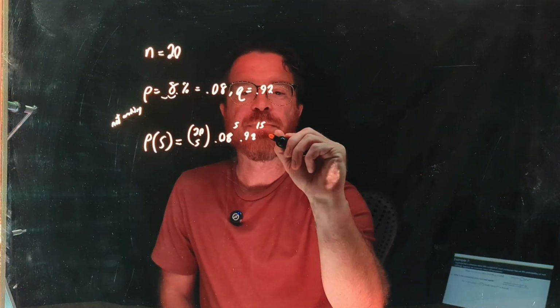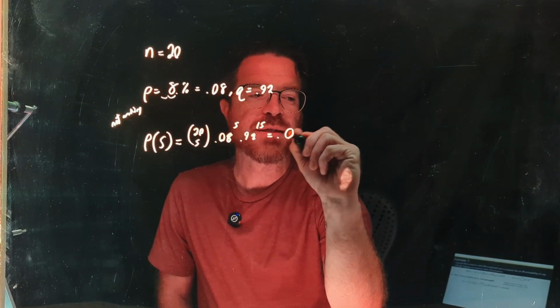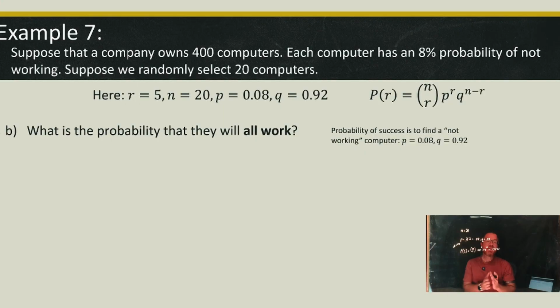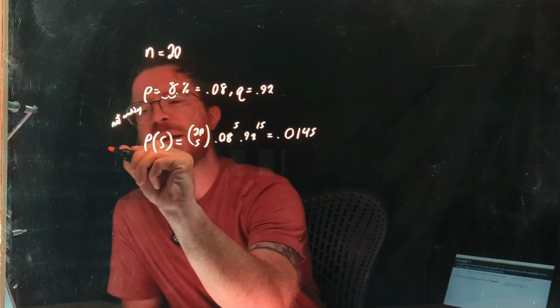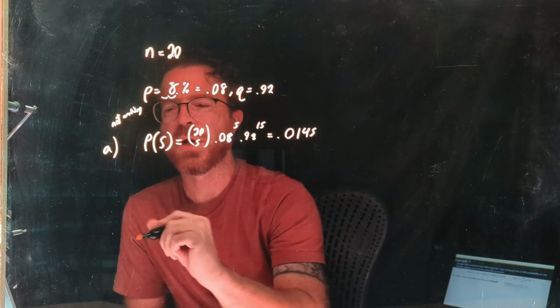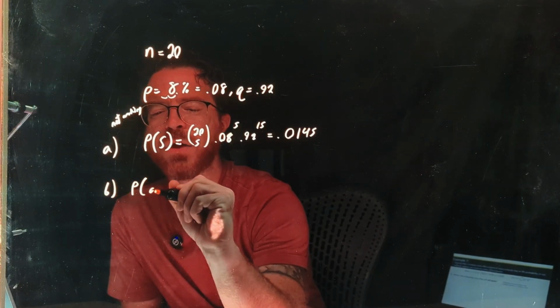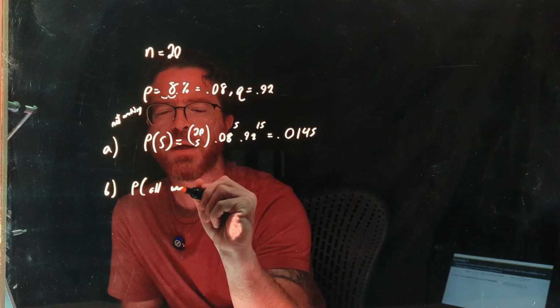Which is going to give us a probability of 0.0145. The second problem is, what is the probability that all of the computers work? So part A was 5 did not work. B is going to be the probability that all work.